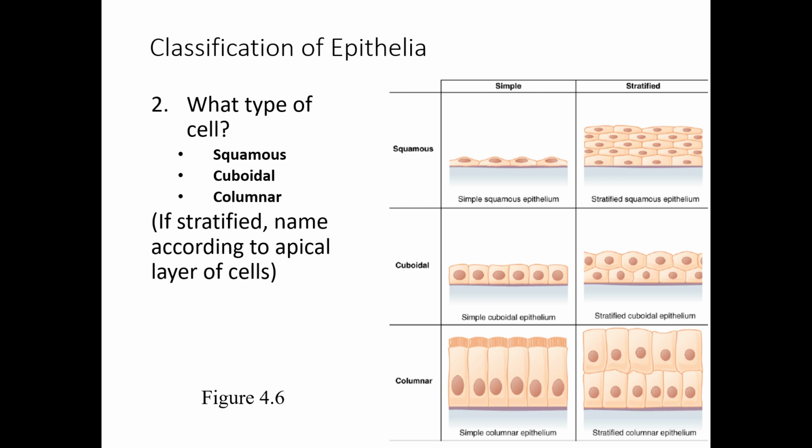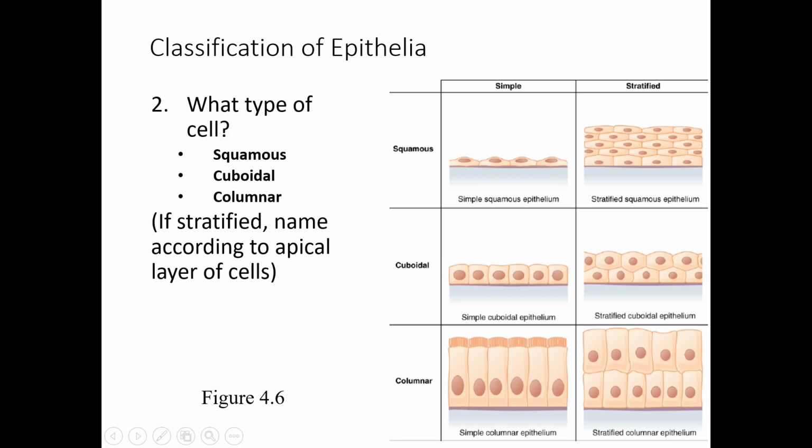We continue classification of epithelium. Second thing you need to think about is the shape of the cells. Some cells are flat and parallel to the basal membrane. They are called squamous. Other cells have a cube-like shape, and sometimes they are not exactly like cubes, but their nucleus will be round. So when the nucleus is round, you know those are cuboidal cells.